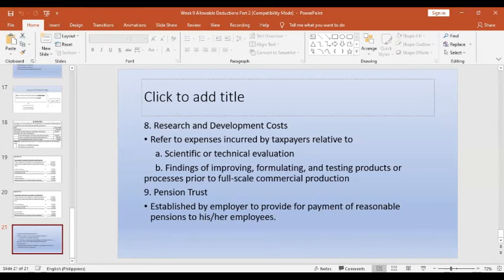And the pension trust, as the last itemized deduction, is established by the employer or the business to be given to the employees who are retirable, giving pensions at the time of retirement. This pension trust is an allowable deduction if the pension plan is approved and allowed by the BIR Commissioner. Okay, so that is the itemized deduction, and that is the second part of the allowable deductions.